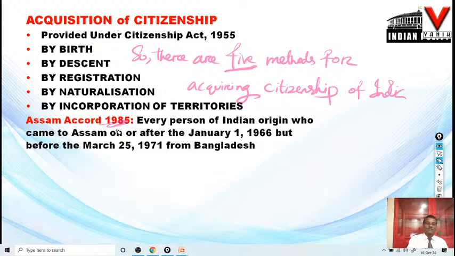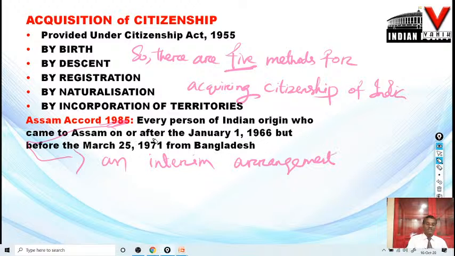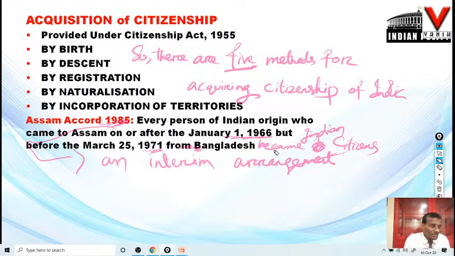Some accord, it is an interim arrangement, by which a person of Indian origin who came to Assam from Bangladesh on or after 1st January 1966 but before 25 March 1971 became an Indian citizen. Okay, it's an interim, one-time agreement. But now some people are also claiming Indian citizenship under this accord. That case has been lying with the Supreme Court of India. That is the thing.